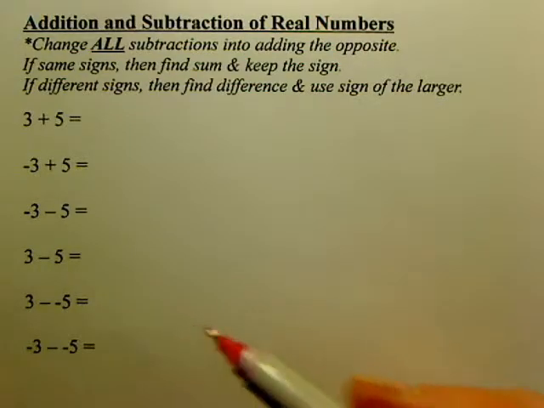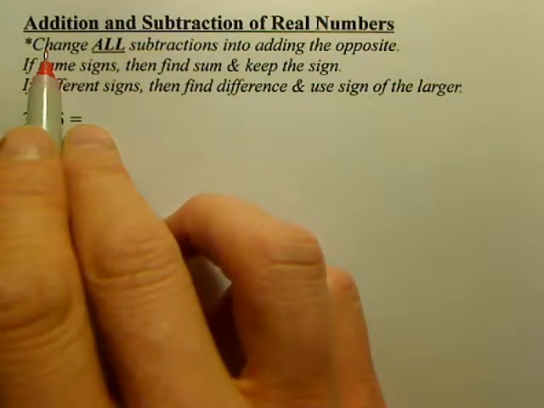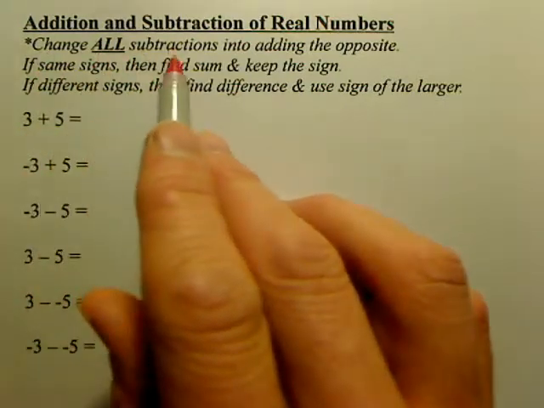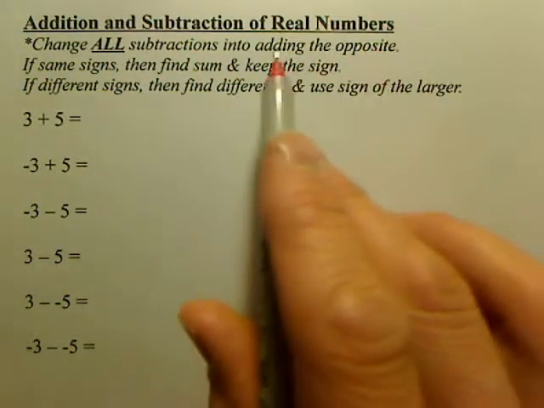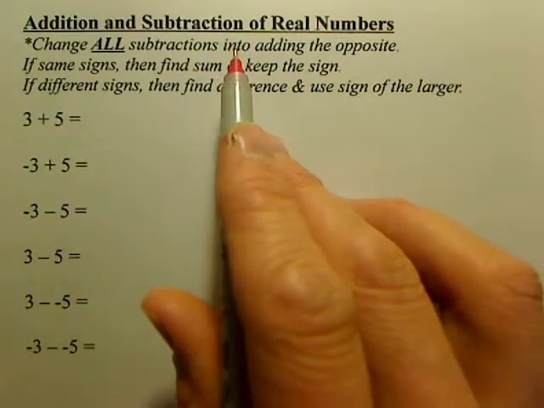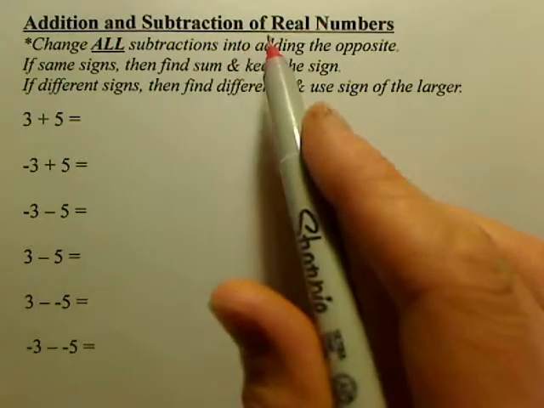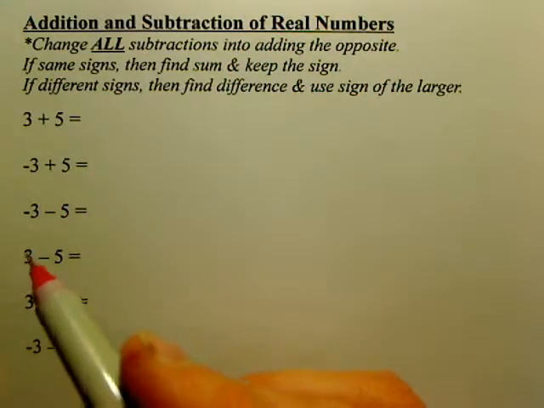So let's talk about adding, subtraction, positive, and negative numbers. The first thing you always want to do when you add, subtract, positive, negatives is to change all subtractions into adding the opposite. That's the first thing you always want to do because it's just so much easier to add than subtract. And then the second two things are just rules that can help.